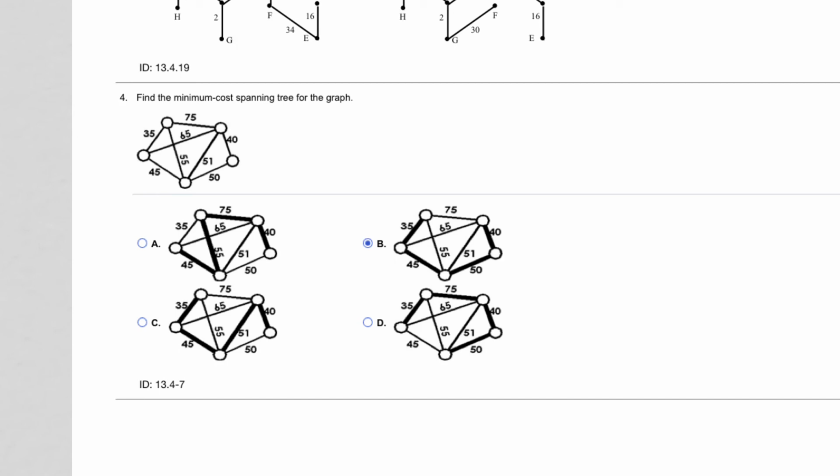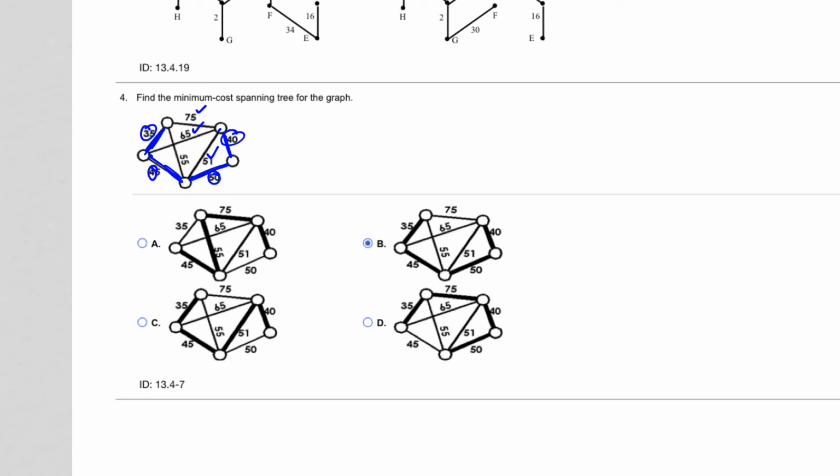So the cheapest one is 35. So definitely gonna draw those two. The next cheapest would be 40. Okay. 45 looks good right here. So now let's get to the other vertices using the cheapest route. So 50 versus 51, I'm going to choose 50. And let's see, 75, 61, or 51. We're going to choose this.